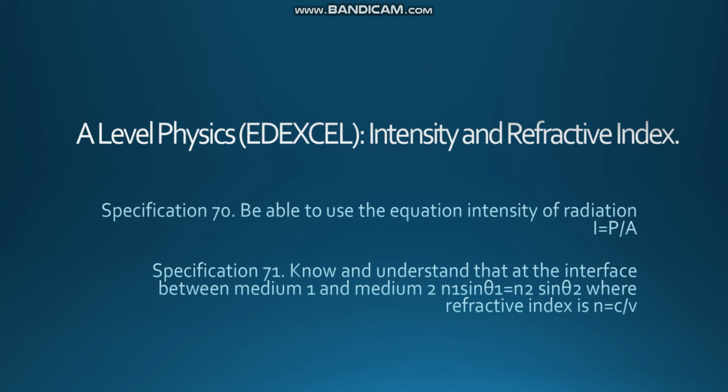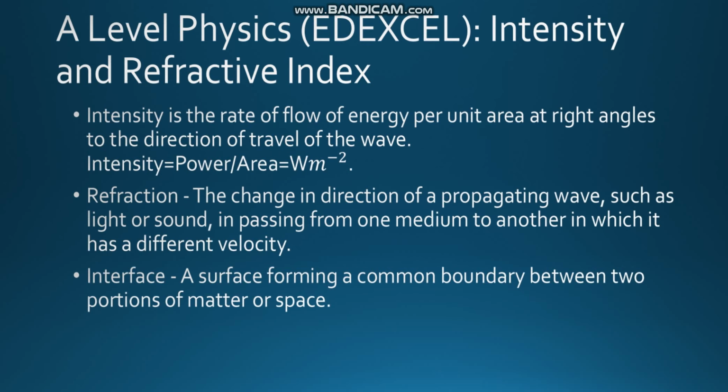Specification point 71 states that we need to know and understand that at the interface between medium 1 and medium 2, n1 multiplied by sine theta 1 equals n2 multiplied by sine theta 2, where the refractive index n is the ratio of the speed of light in a vacuum to the speed of light in a given material. Basically, intensity is the rate of flow of energy per unit area at right angles to the direction of travel of the wave, which has the units watts per meter squared.